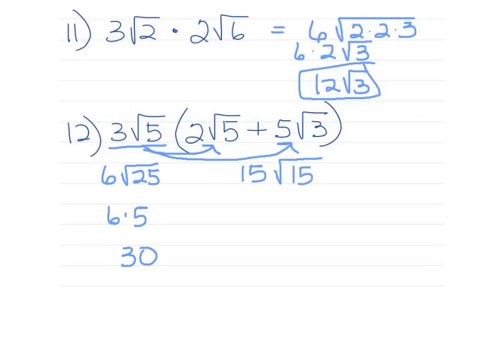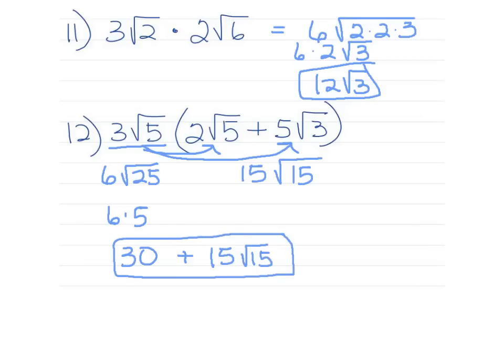Okay, there's no simplifying that can be done there. So my answer would be 30 plus 15 radical 15. And these two terms cannot be simplified because they're not like terms. They've already been simplified. They can't be combined.